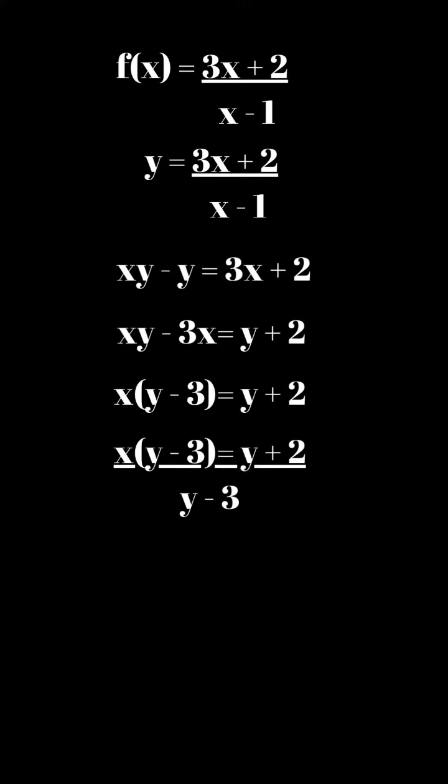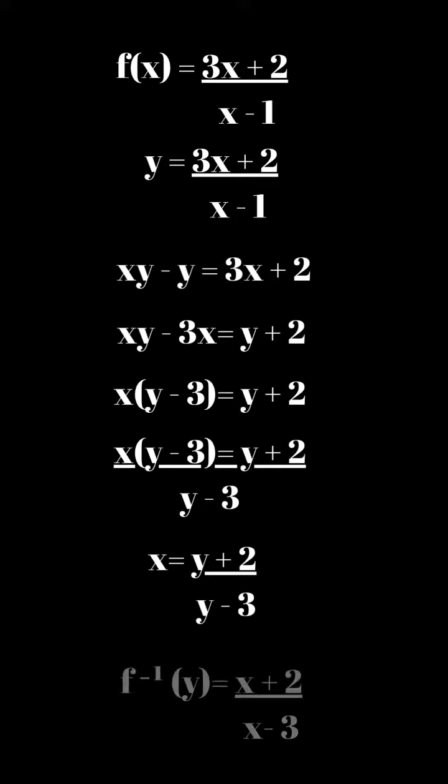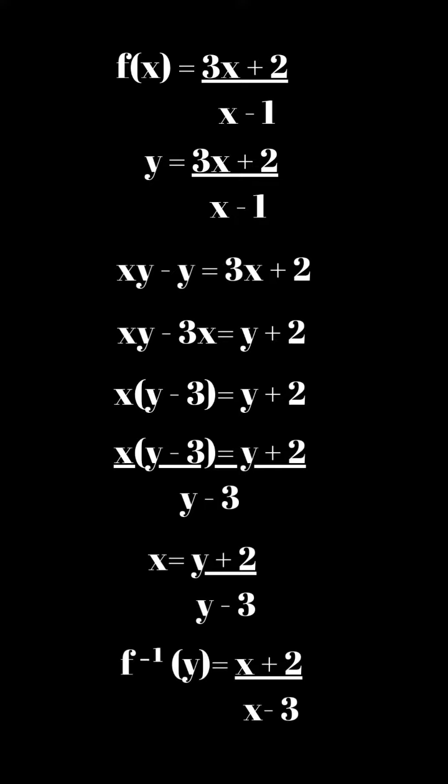Next thing to do is to divide both sides by y - 3 to have a result of x = (y + 2)/(y - 3). From this point, we will now substitute x with y to get the inverse function. So we will have a final result of f inverse of x = (x + 2)/(x - 3).